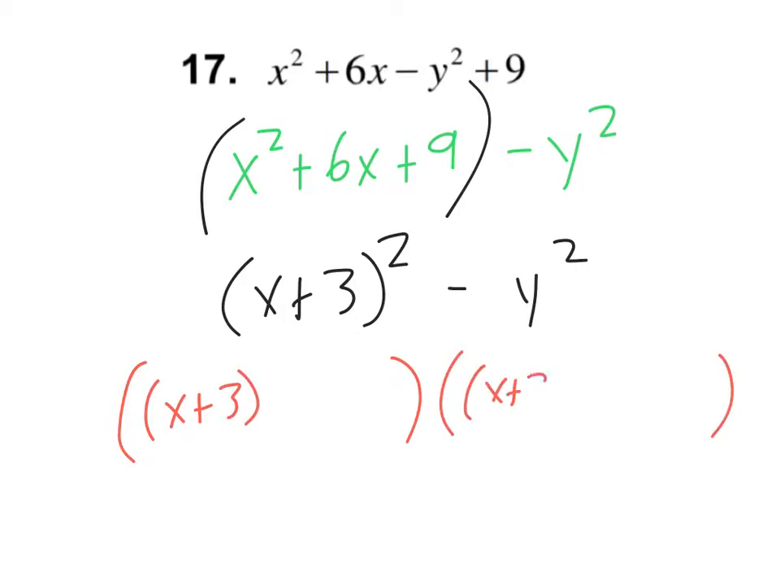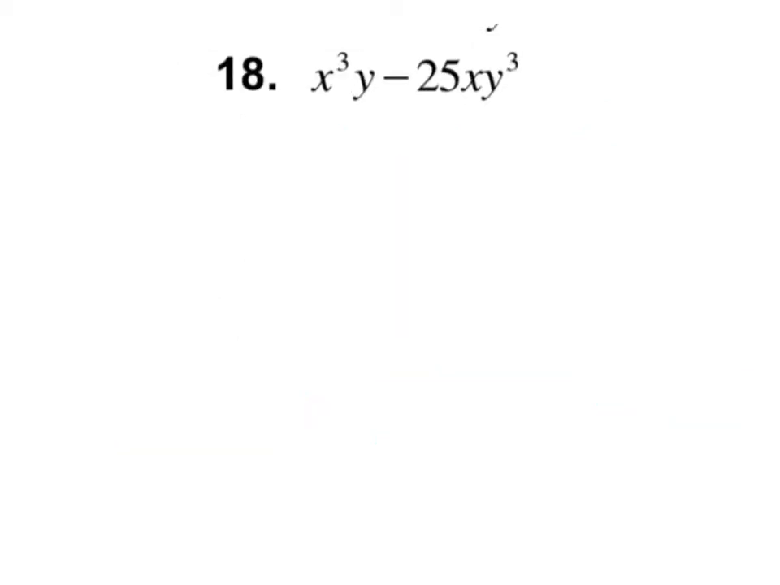And x plus 3. The square root of the second is y and y. And we alternate the signs. If you're looking here at number 18, first thing I'm going to look for is, is there a GCF? There is. They both share an x and a y, so I'm going to factor that out. When I do that, that leaves me with x squared minus 25y squared.